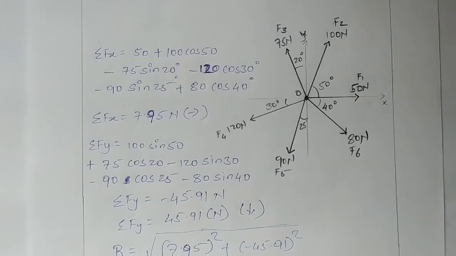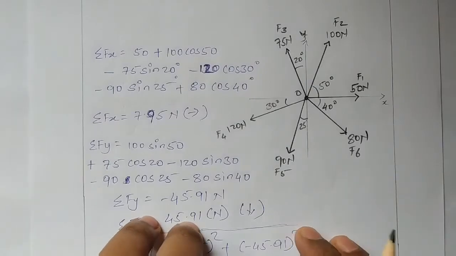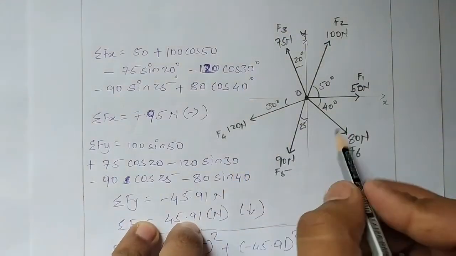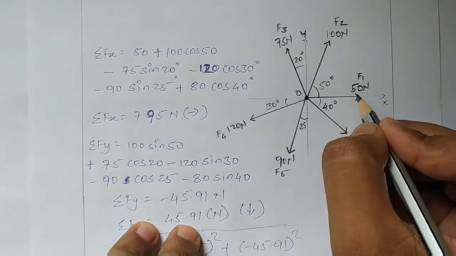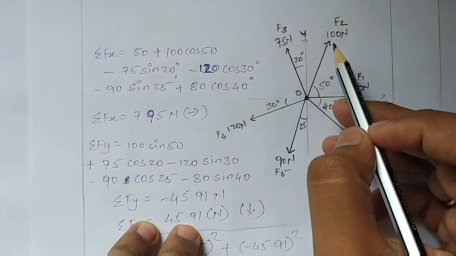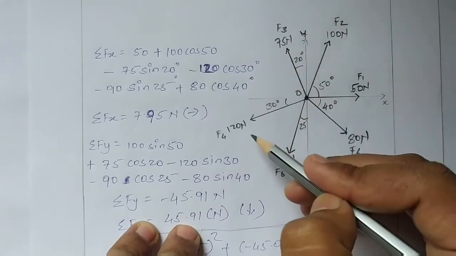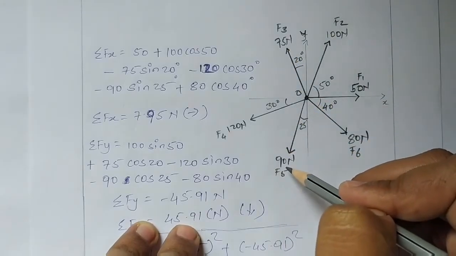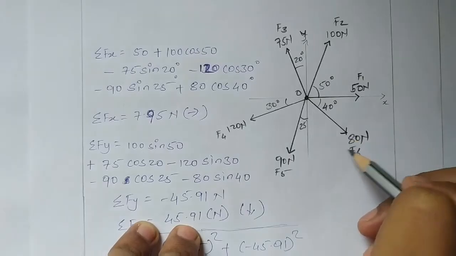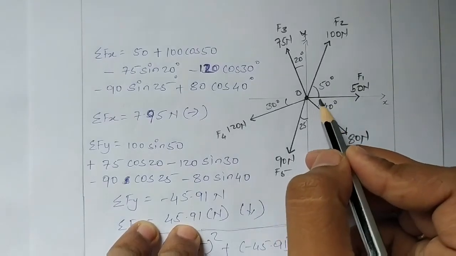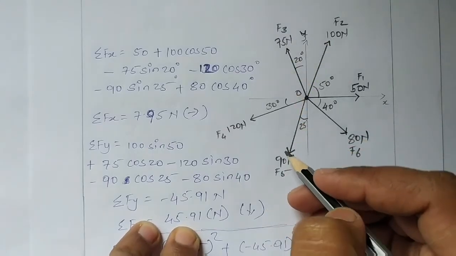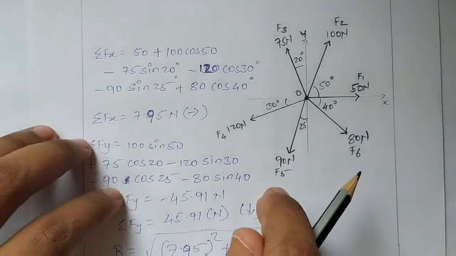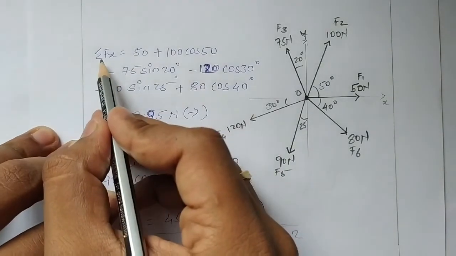Similarly, let us consider one more example in order to understand it in a better way. Again, a concurrent force system having 6 forces. Here F1 is 50 Newton, F2 100 Newton, then 75 Newton, 120 Newton, 90 Newton, and the last one 80 Newton. Here again we will see how to find the resultant of this concurrent force system. Again, first step, as discussed earlier, summation of Fx.